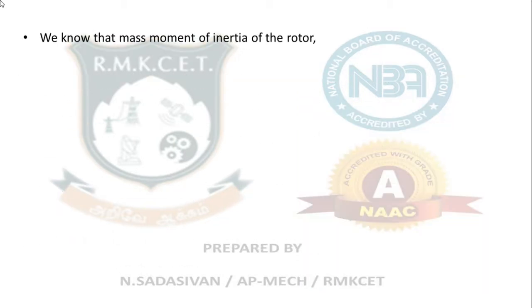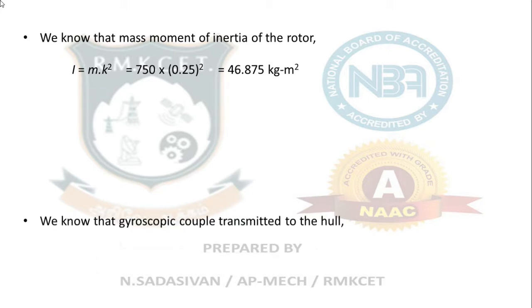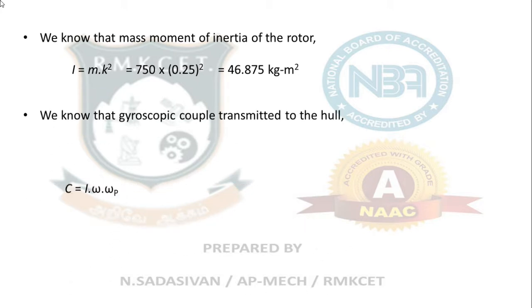So we know that the mass moment of inertia of the rotor, I equals m k square, 750 times 0.25 squared, comes around 46.875 kilogram meter square. So the gyroscopic couple transmitted to the hull is I omega omega p. Omega p is also given in the question itself, 1 radian per second.